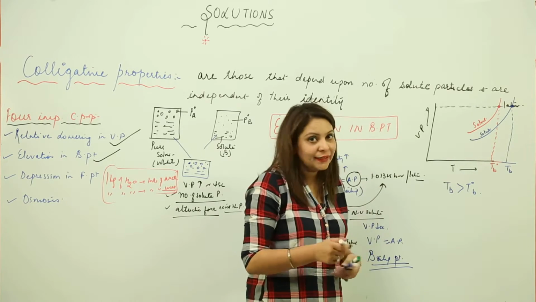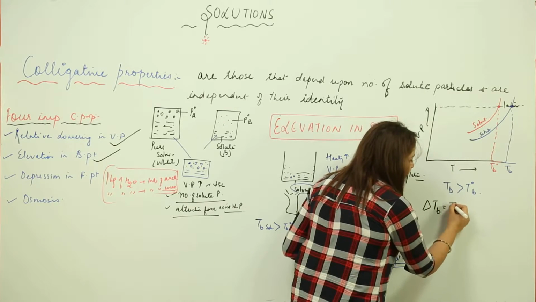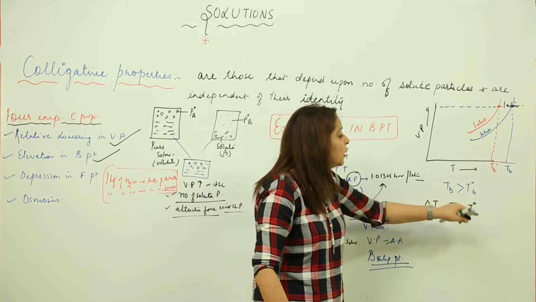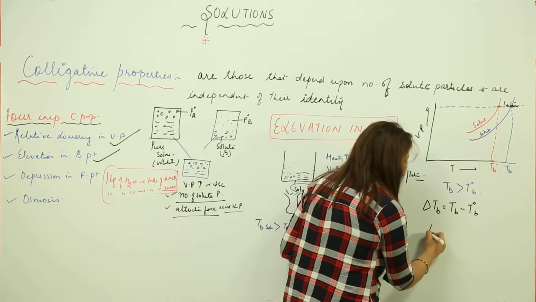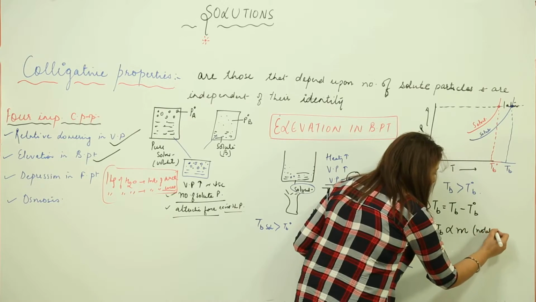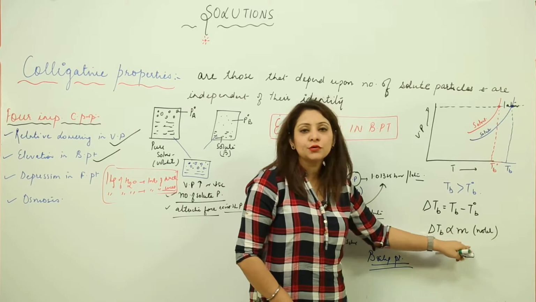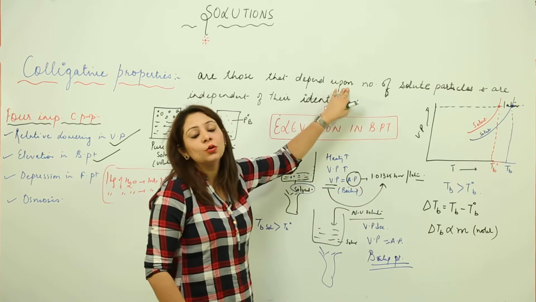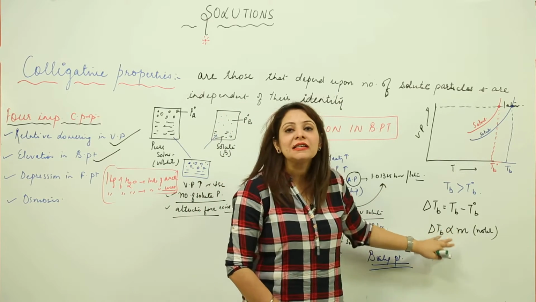How much elevation? We can calculate it by the expression. Elevation in boiling point is equal to the higher boiling point minus the lower one, that is, the boiling point of the solution minus the boiling point of the pure solvent. We conclude that this elevation in boiling point is directly proportional to the molal concentration of the solute, which proves that it is a colligative property, because colligative properties depend upon the number of solute particles, not on their identity.